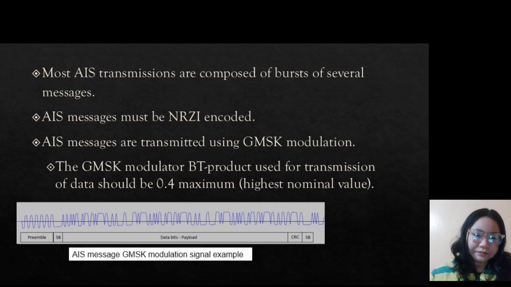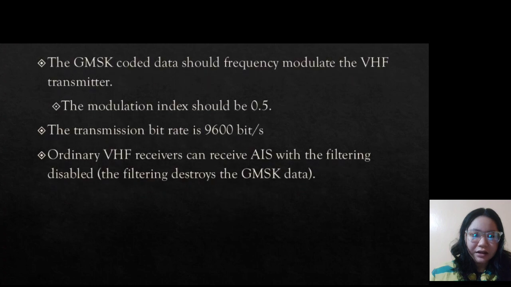Here is an example of an AIS message modulation signal. GMSK coded data should frequently modulate the VHF transmitter. The modulation index should be 0.5 and the transmission bit rate is 9,600 bits per second. Ordinary VHF receivers can receive AIS with the filtering disabled. However, the audio output from the radio will need to be then decoded.